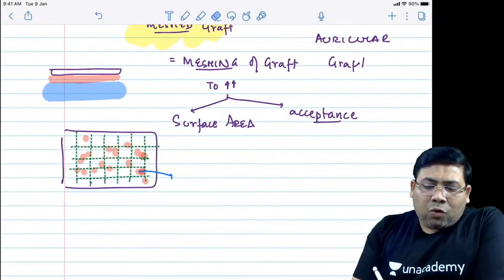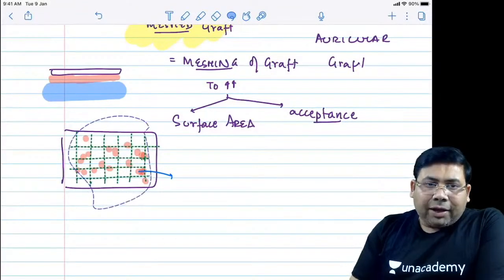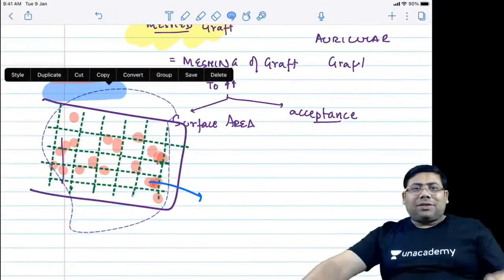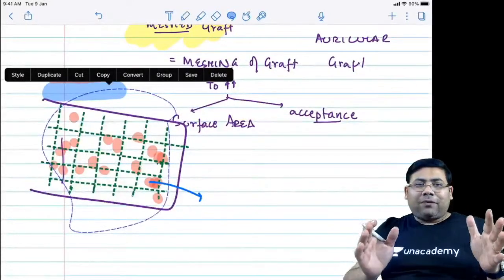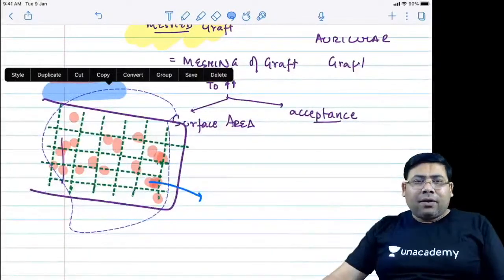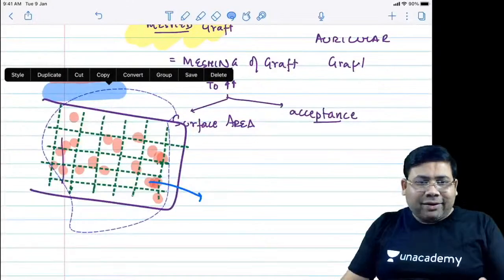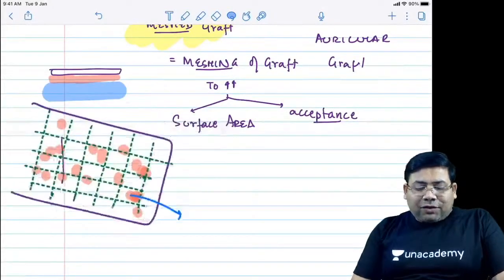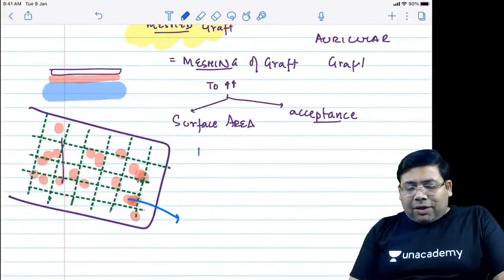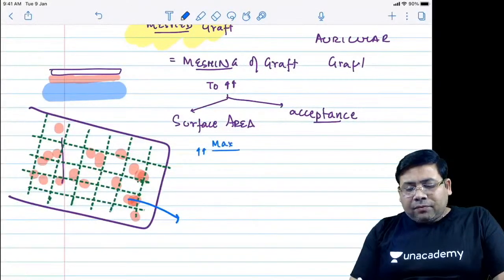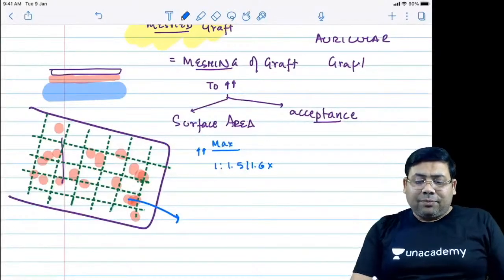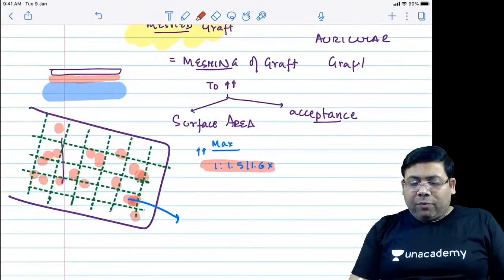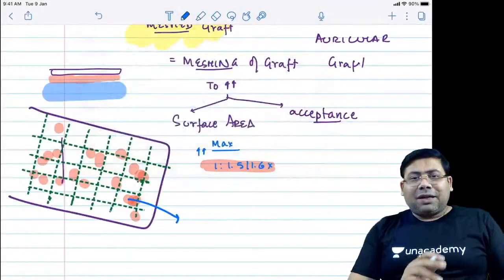The second is, when you make holes in the graft, you make the graft weak, and hence you can increase the area. You can stretch it, but there's a limit. You cannot be greedy. There is a fixed ratio of increase. The maximum increase can be 1:1.5 or 1.6 times, and this is very, very important. Beyond this, the graft descends.